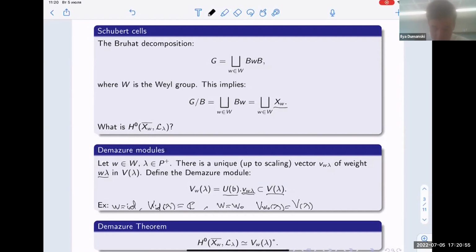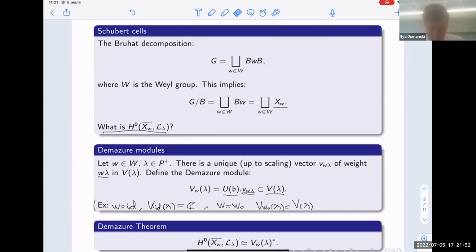And the answer to the question I wrote here is that the space of sections of this line bundle L lambda on the Schubert variety corresponding to an element of the Weyl group W is just the dualized Demazure module. Note that in these two particular cases, this theorem makes perfect sense, since the Schubert cell corresponding to the identity element of the Weyl group is just a point, and the space of sections is just one-dimensional. And if the element of the Weyl group is maximal, then the corresponding Schubert cell is the open, dense cell. So we get the whole module again.